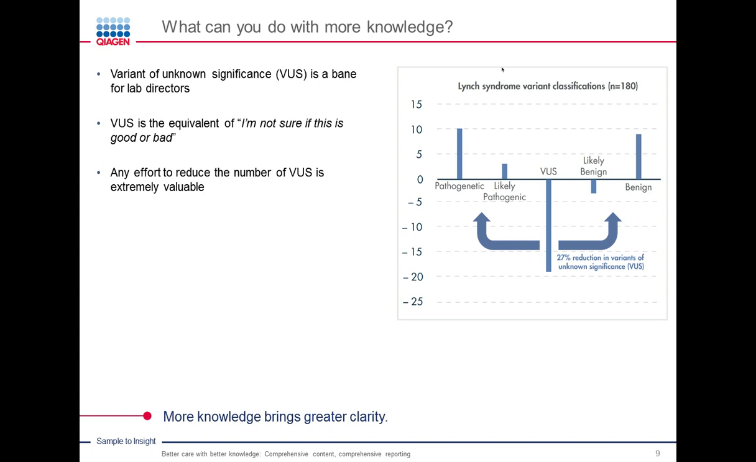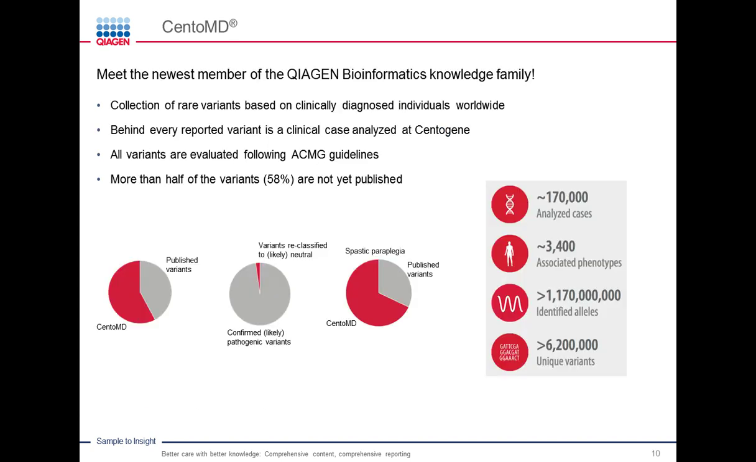We did a benchmark study looking across 180 variants for Lynch syndrome. And compared to how ClinVar classified these variants, our application, our knowledge base, was able to look at these 180 and really clarify the VUSs to the point where we were able to reduce the number of VUS by 20% and reclassify those VUSs to either pathogenic, likely pathogenic, or likely benign or benign. And so this is just a benchmarking example where more knowledge brings greater clarity.